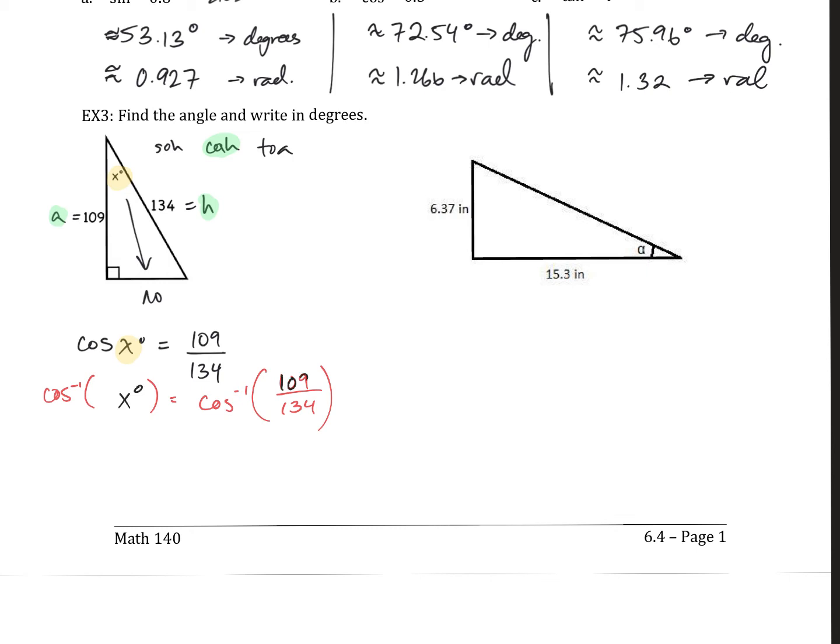Oh, wrong color there. Okay, so then those cancel out. Oops, cosine. Yes, okay, those cancel out the cosines. So we're just left with x equals cosine inverse of 109 out of 134.